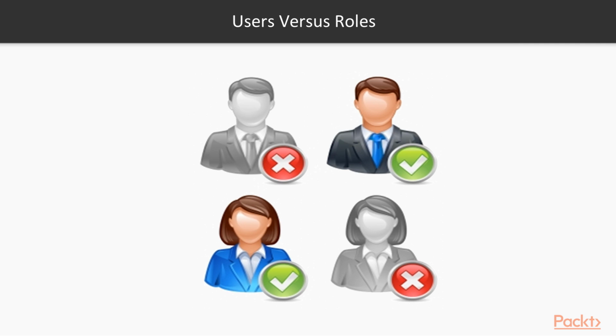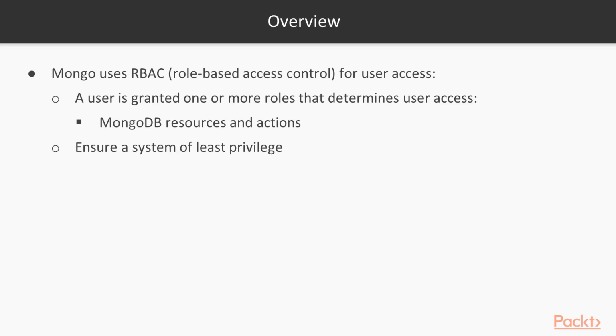So when you create a user account, you're going to create the user account by specifying the user's name and their password. And then you're going to grant them one or more roles according to their need. And so that's the basic difference. The user defines who can access the database, and the role defines what they can do once they have access. And like I said earlier, Mongo uses role-based access controls.